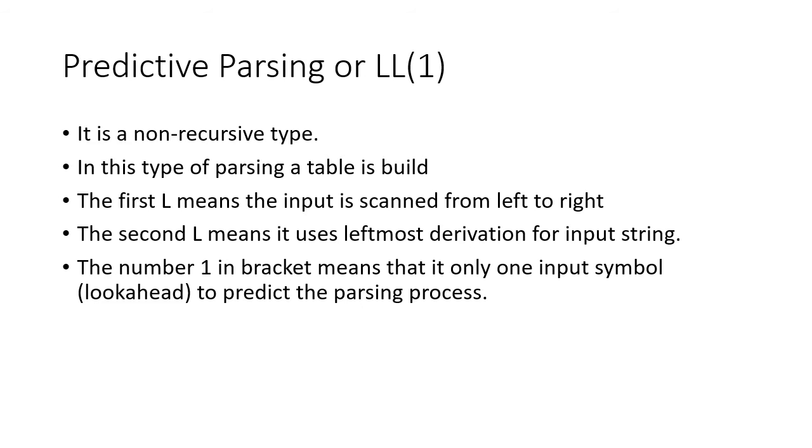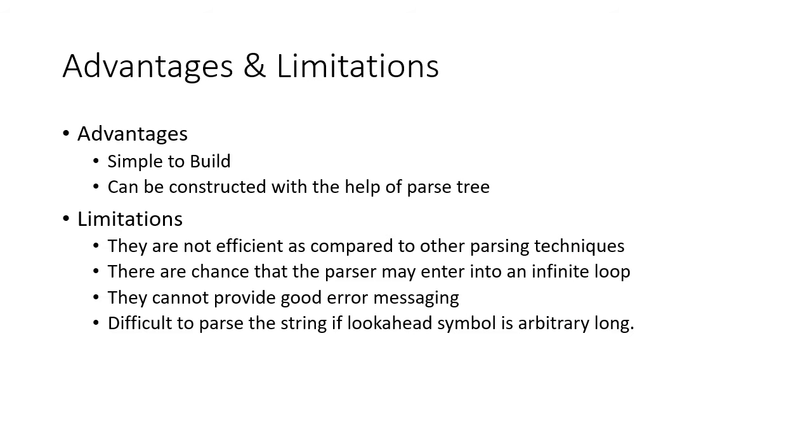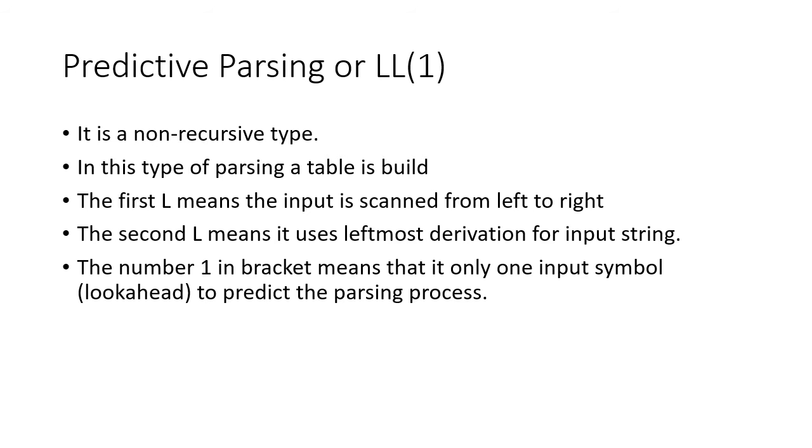Now let's look at predictive parsing. This is again a top-down parsing. So remember, top-down parsing consists of recursive descent parsing, which is without backtracking. The other one is with backtracking, which I already explained. And now we have another one which is called predictive parsing, or sometimes it's called LL1 grammar.